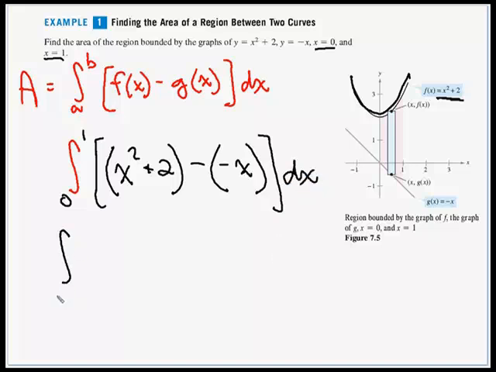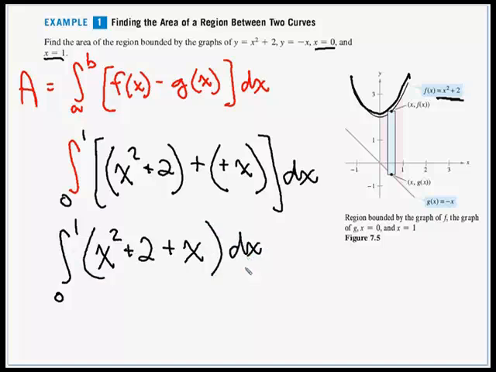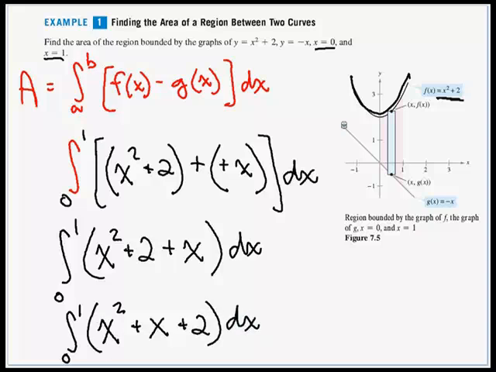So working within the brackets, let's combine anything we can. We have x squared plus 2 minus a negative x, so we add the opposite, and that becomes a positive x, all integrated with respect to x, dx. And I like to write mine in proper order of our exponents. So our x squared term will be first, plus x is next, plus 2. And again, we are integrating with respect to x.